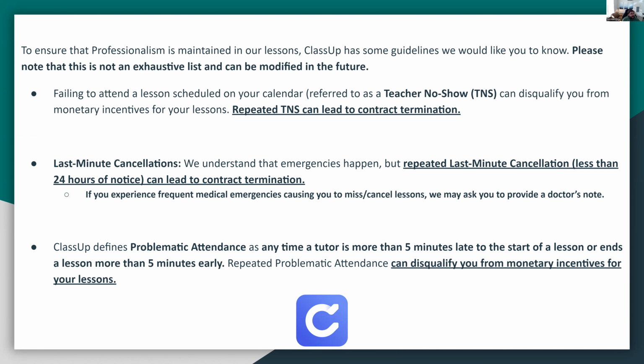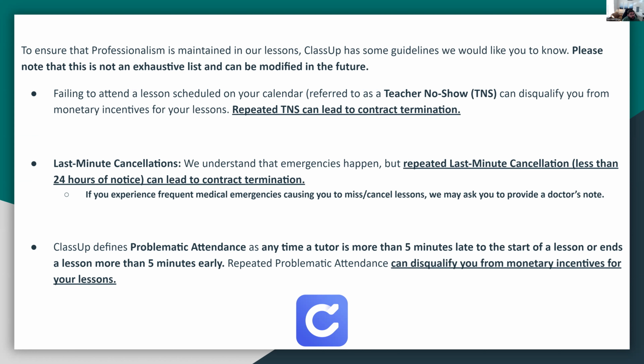The same logic applies to cancellations. We understand that emergencies happen, but last-minute cancellations are also of grave importance at ClassUp. Repeated last-minute cancellations with less than 24 hours of notice can lead to contract termination. Once again, let us know if something is going on, and we will do our best to account for it. If you need to cancel a lesson with more than 24 hours of notice, please feel free to do so, but know that frequent cancellations, even if they are timely, can lead to a temporary hold on new students while we reassess your availability.